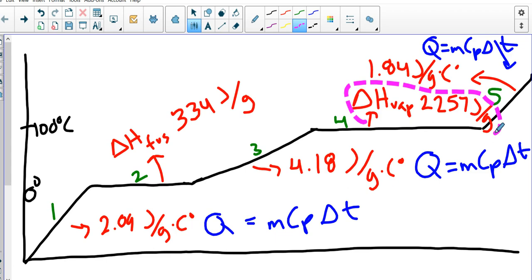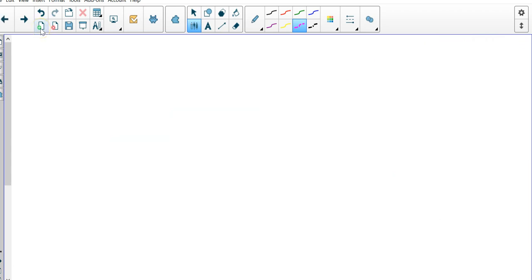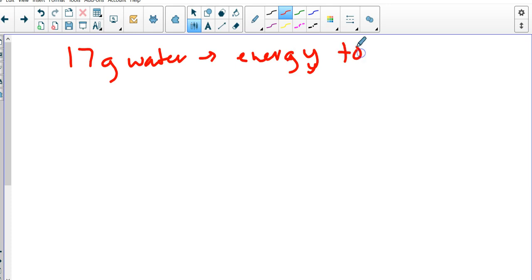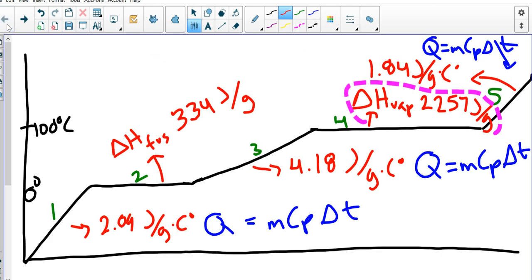So let's just pretend we had 17 grams of water, and I wanted to see the energy needed to boil or vaporize. We'll say vaporize because that's what it's going to say in the test. I'm really proud that I made this up. Do you see how that's the flat part of the line? That's line segment number 4. So when you have Q, you have the slanted part of the line. The flat part of the line gets a flat math problem.